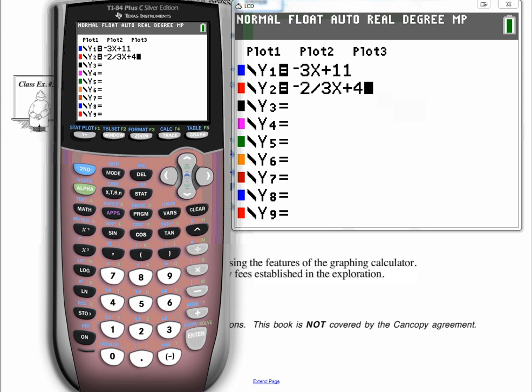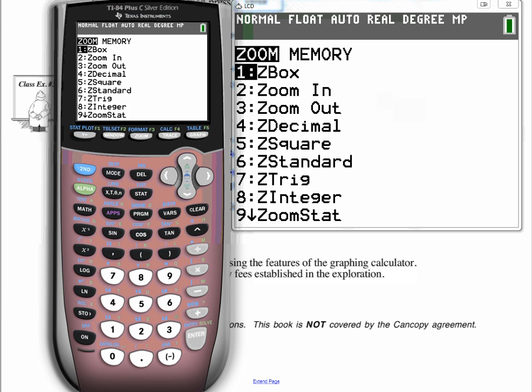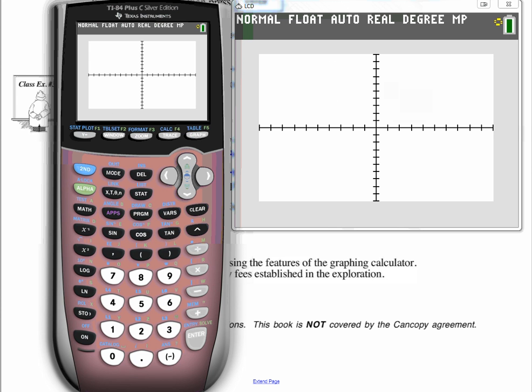If your windows are weird, how do we reset them? Zoom 6. I'm going to do that because mine are weird. Yours might be fine. So if you push graph, if it doesn't look like this, can you please push zoom 6? If your calculator gives you an error, put your hand up. Okay, pause the video.